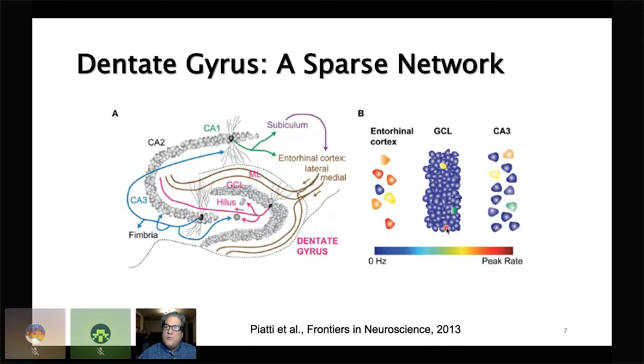This sparse network is central to the function of the dentate gyrus, in that one of the main things it does is called sparse coding, in that it can discriminate different inputs based on which cells fire. And this is really important for a cognitive function called pattern separation.